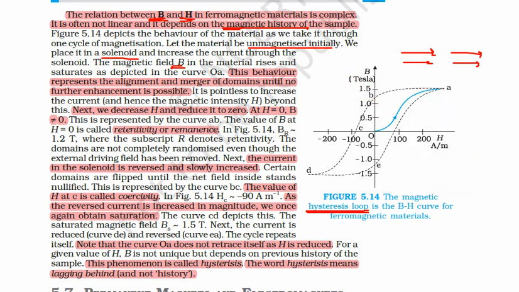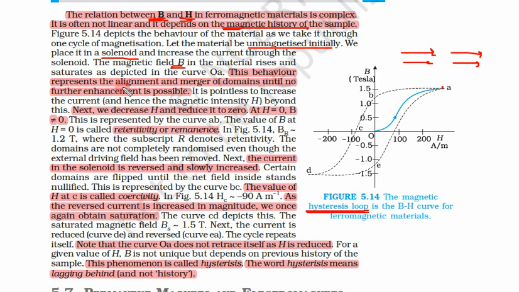So this limit is called the saturation limit. Saturation means this has become saturated. As you have learnt about saturated solutions, nothing more can be added. Similarly, this thing has been saturated. Now no more dipoles can be aligned in the direction of the field because all have aligned in the same direction. So there comes a saturation. So this is the saturation point.